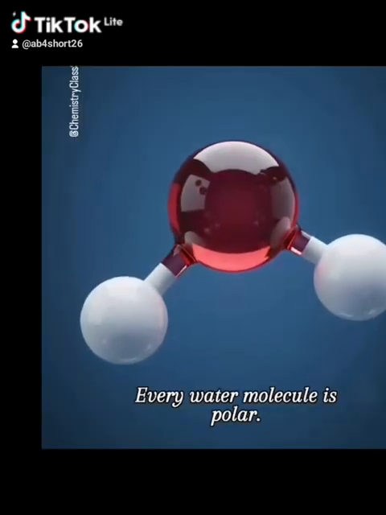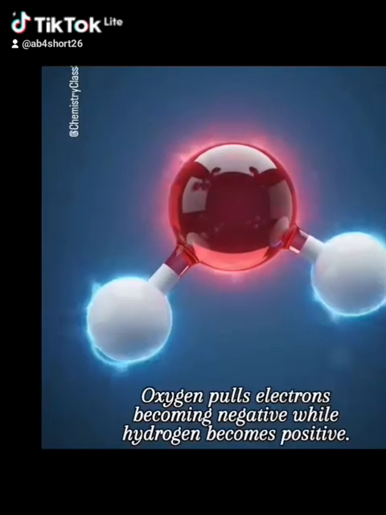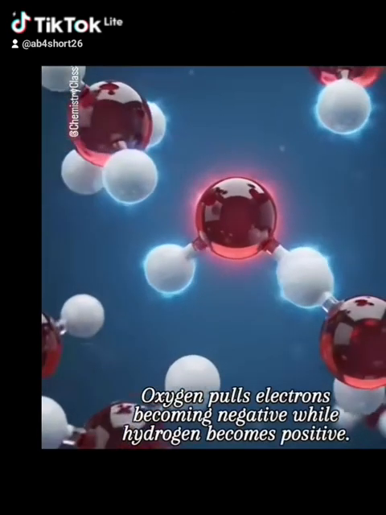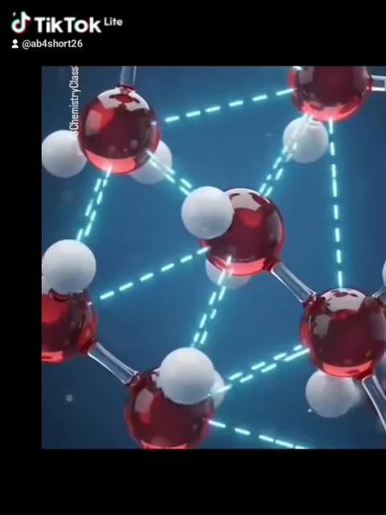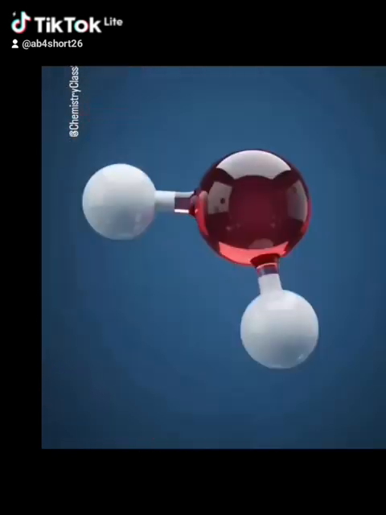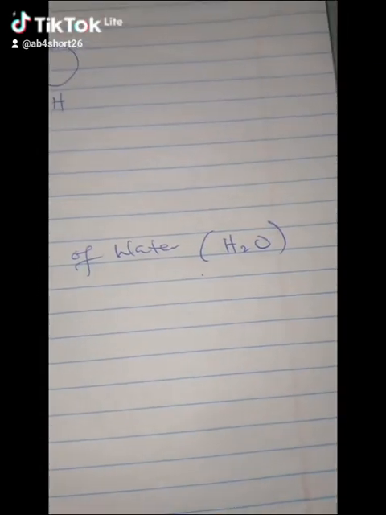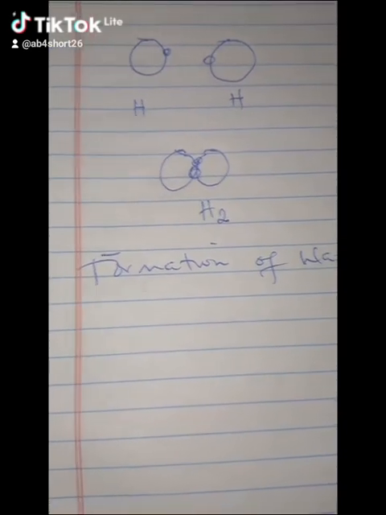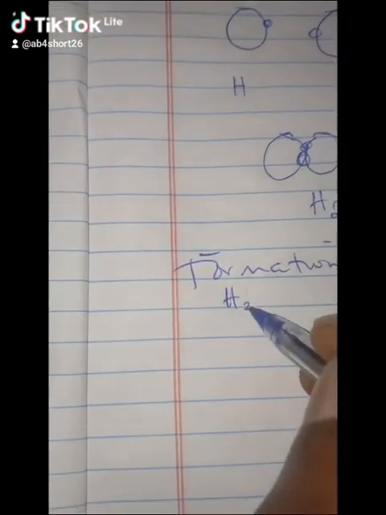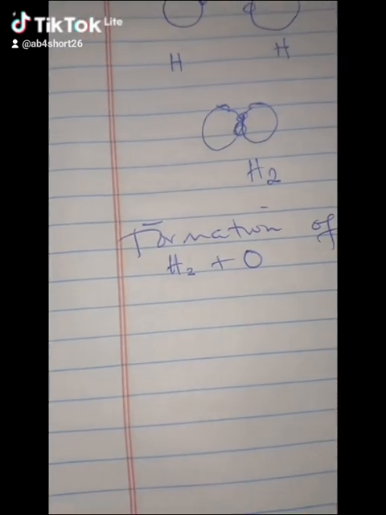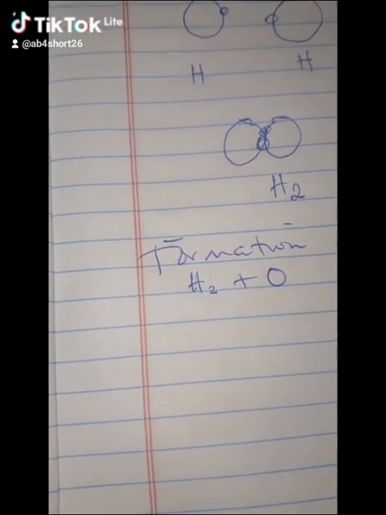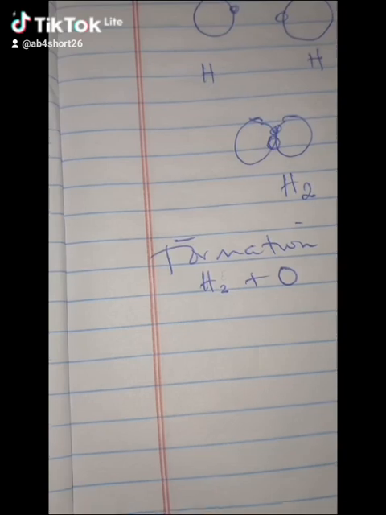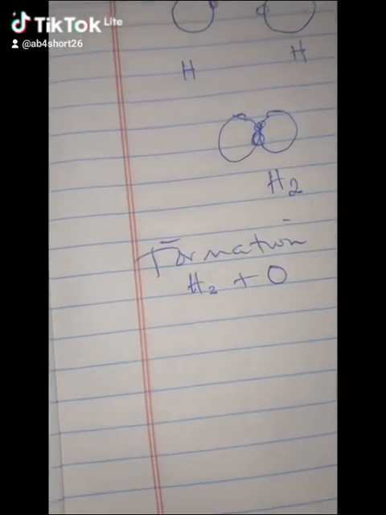Water molecule is polar. Oxygen pulls electrons, becoming negative, while hydrogen becomes positive. In the formation of the water molecule, two atoms of hydrogen and one atom of oxygen are bonded. Let's draw the structures of the elements present in the water molecule. Let's first of all draw the structure of the oxygen.